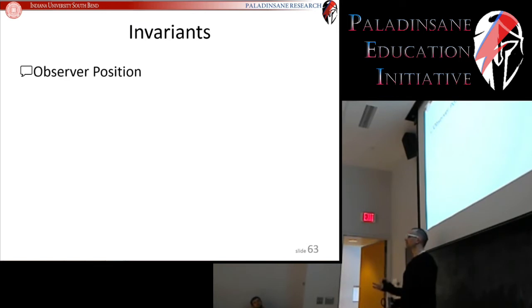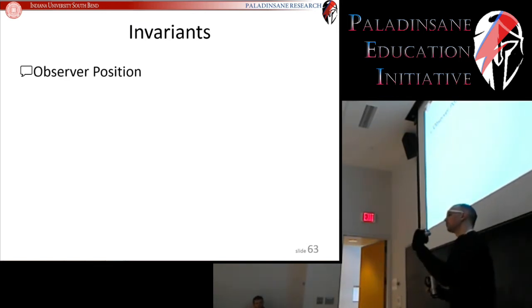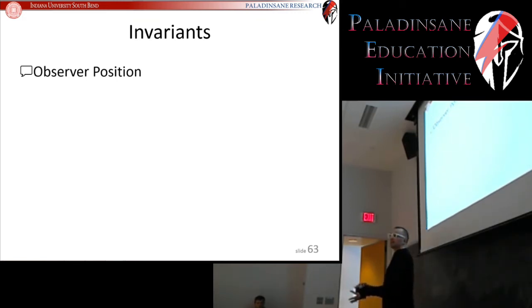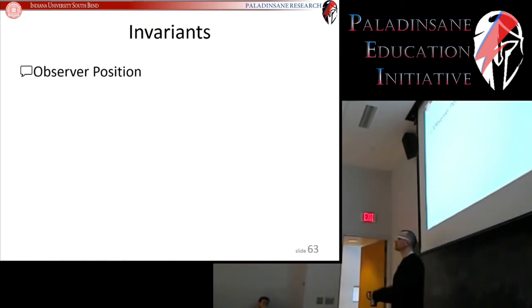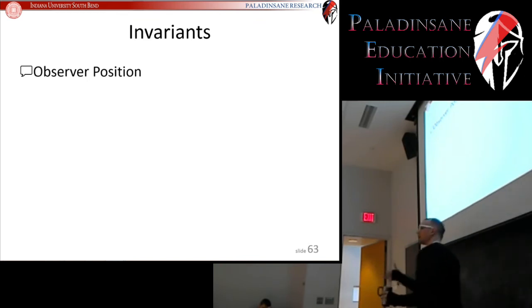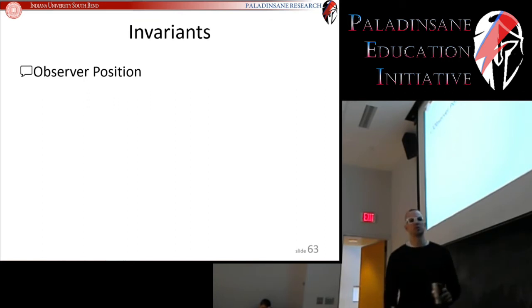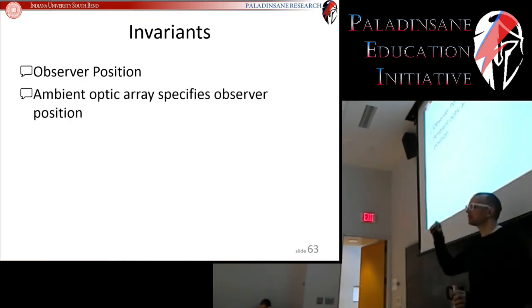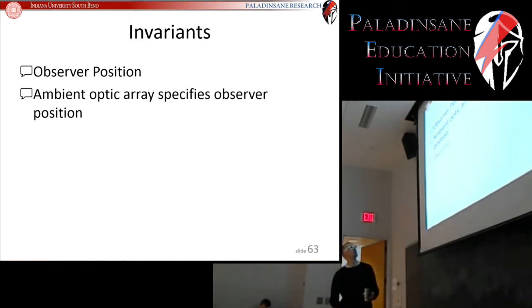One of the things is observer position, all right? It's kind of hard to think of that as being invariant, but you are always where you are. True? You're never anywhere else except where you are. Let's not get philosophical here. But anyways, you always kind of know where you are in the world, the relation that you are to other things. And that's because invariant relations underlie where you are in the world. So observer position has an ambient optic array invariant structure that specifies where that position is.